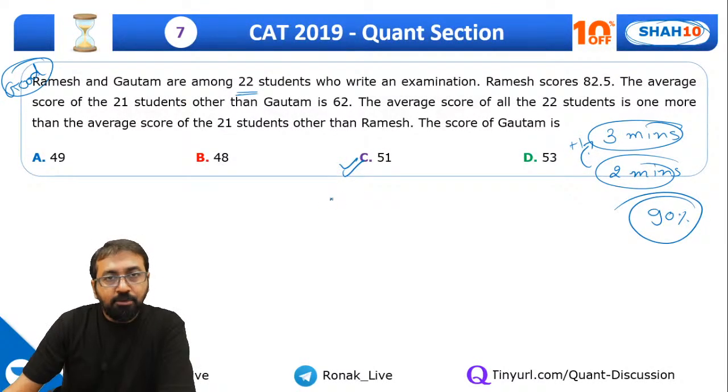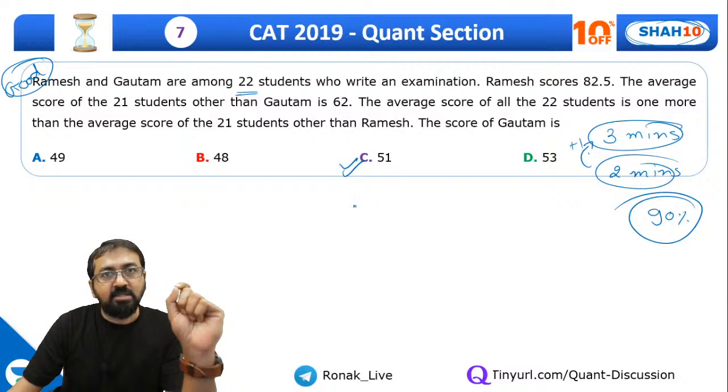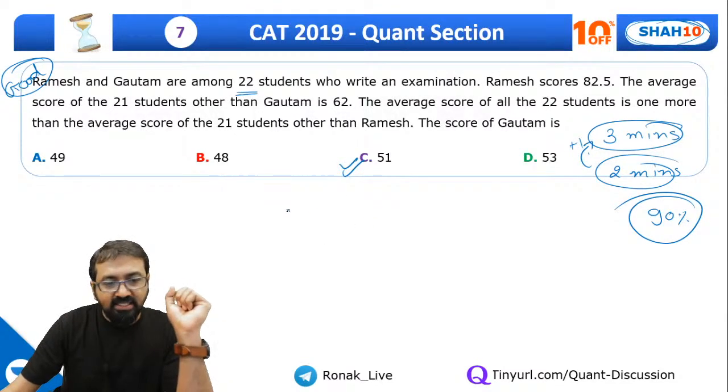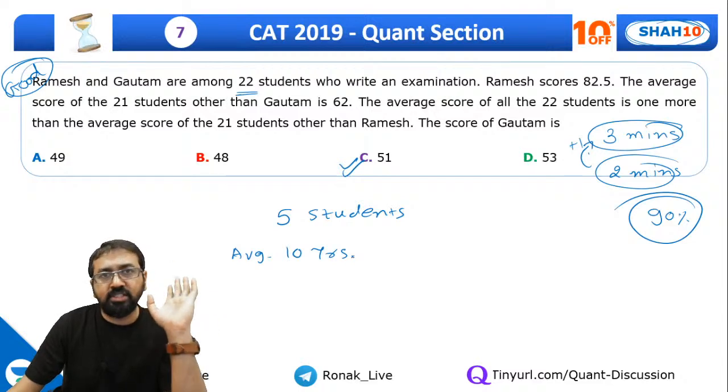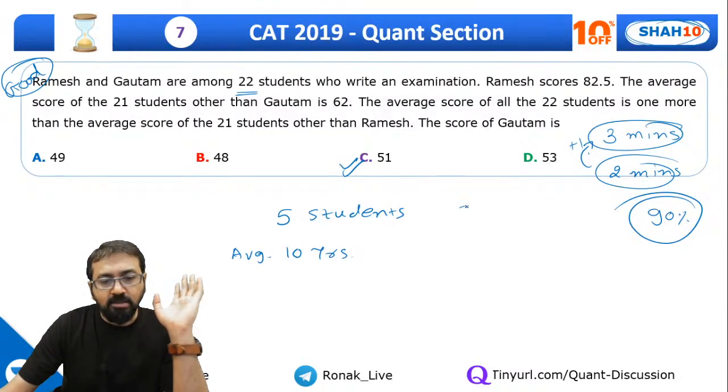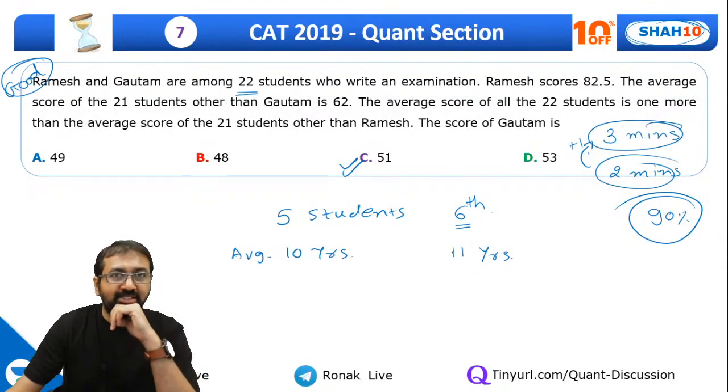Everyone, before we solve this question, let me explain a simple concept. There are 5 students in a class, and the average age of all the students is 10 years. A new student comes into the class, the 6th student, and due to that, the average age becomes 11 years. So what will be the age of the new student?